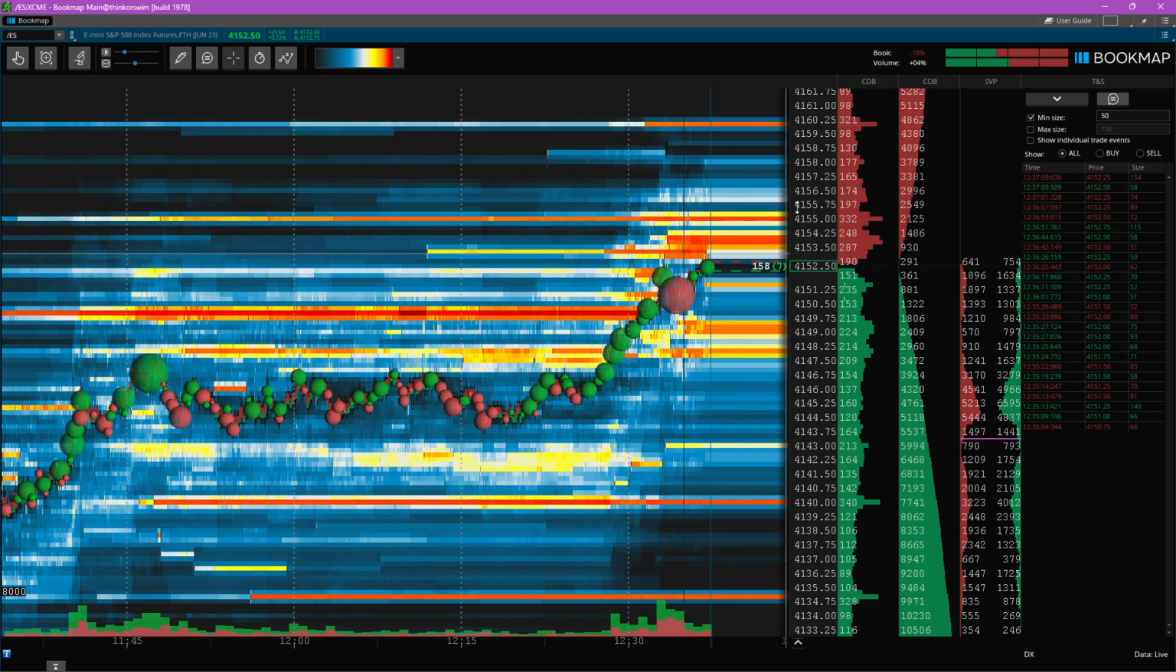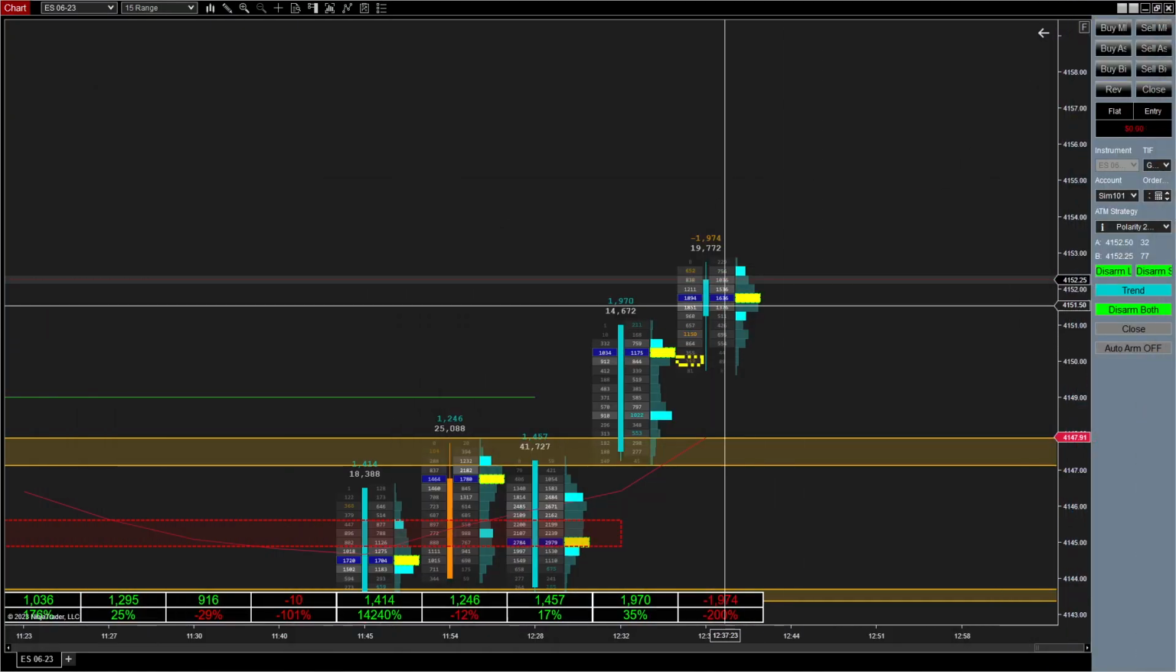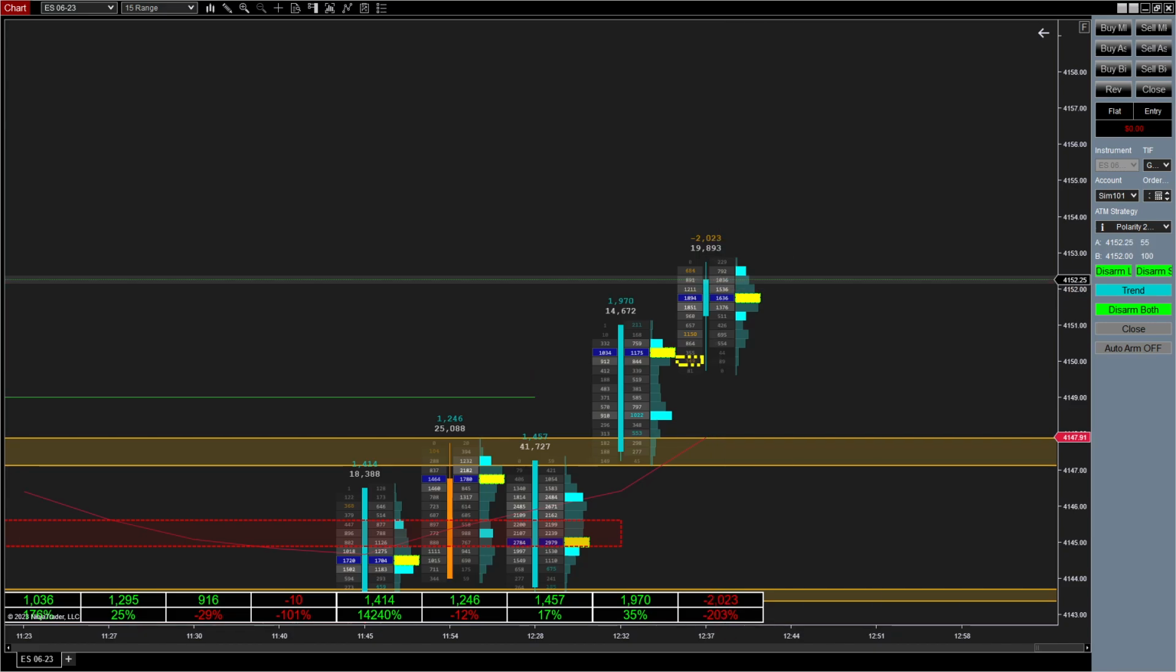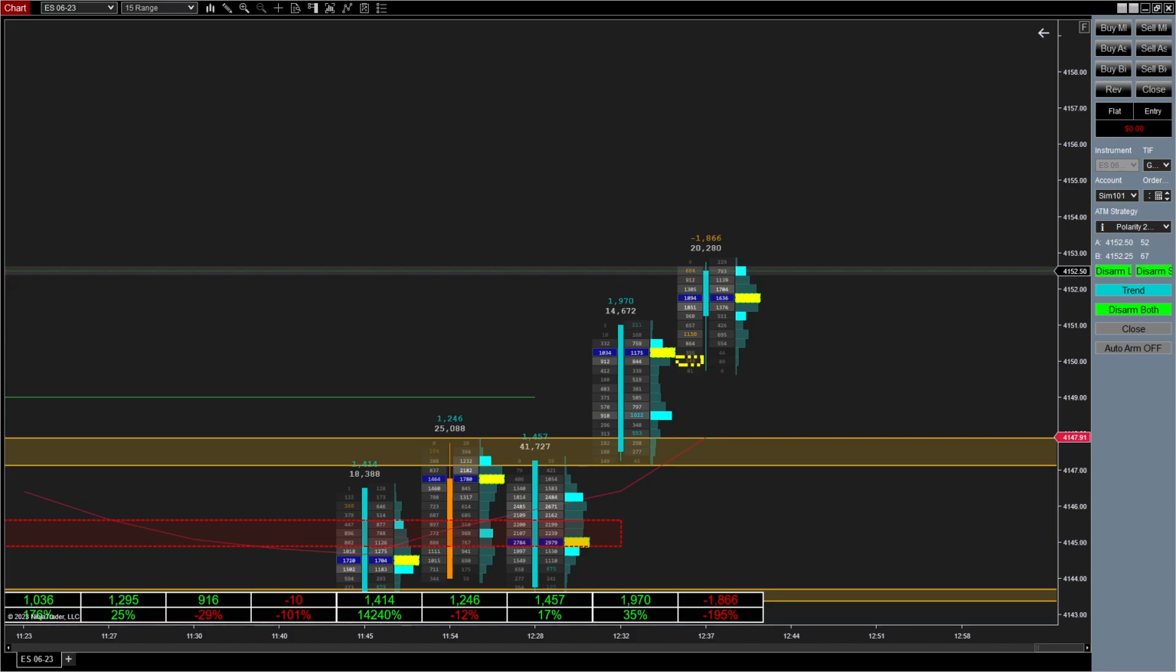This is all passive orders, right? Our Polarity AC4 is showing active orders. So basically if someone markets in, and this Bookmap is showing passive orders, so limit orders, stop loss orders, you know, all those orders, right? So that's what those are showing.